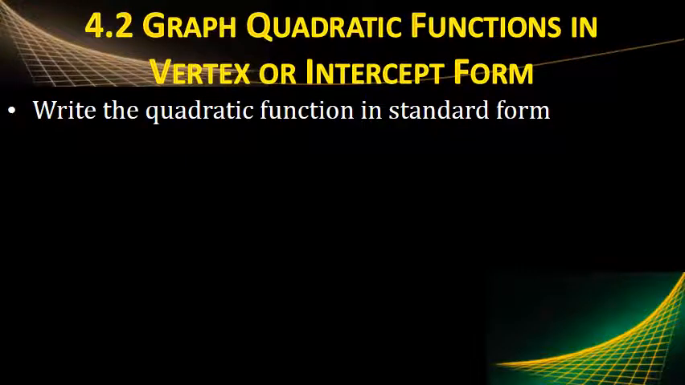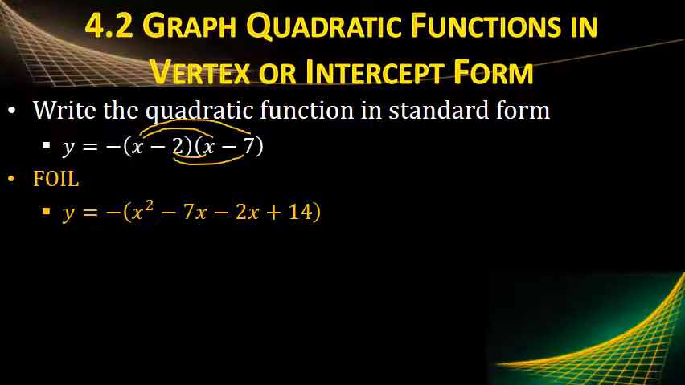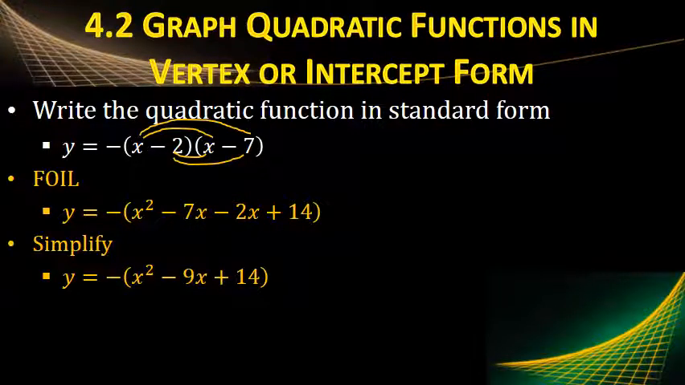So to write a quadratic function in standard form, I'm going to take that and we're going to multiply it out. So FOIL. First, outers, inners, lasts. The first is x times x. Outers are x times negative 7. The inners are negative 2 times x. And the last was negative 2 times negative 7. Next, combine like terms. And then distribute the negative. So distribute the negative to each part. And now it's in standard form.